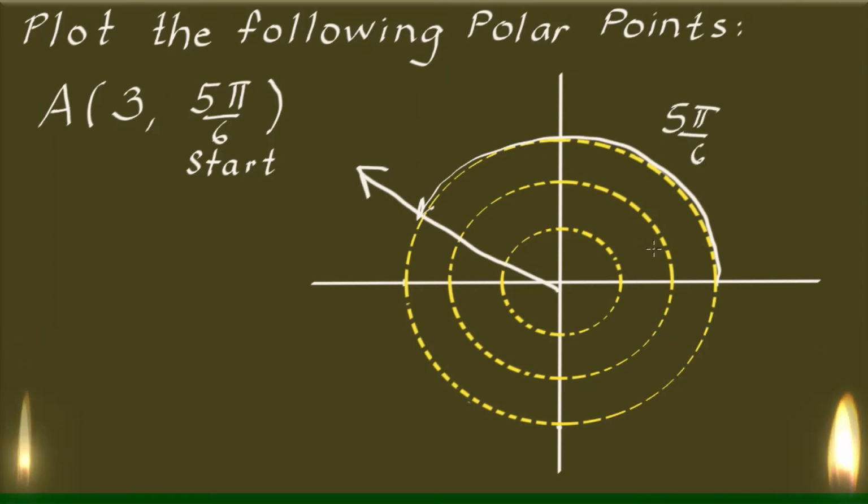I'm using concentric circles to assist me to plot the point. Now find the point that is 3 units from the pole. So this point is 3 units from the pole. So this is the polar point A.